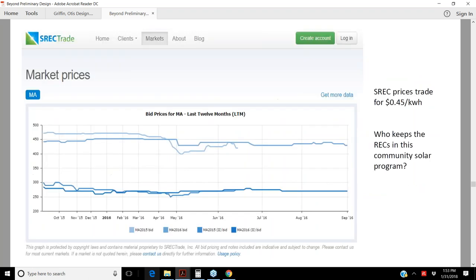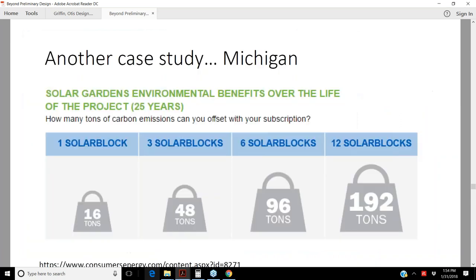And then in Massachusetts, the programs are literally too good to be true because you immediately start saving money, but that is purely because they're subsidizing their solar industry so much through their SREC sales.